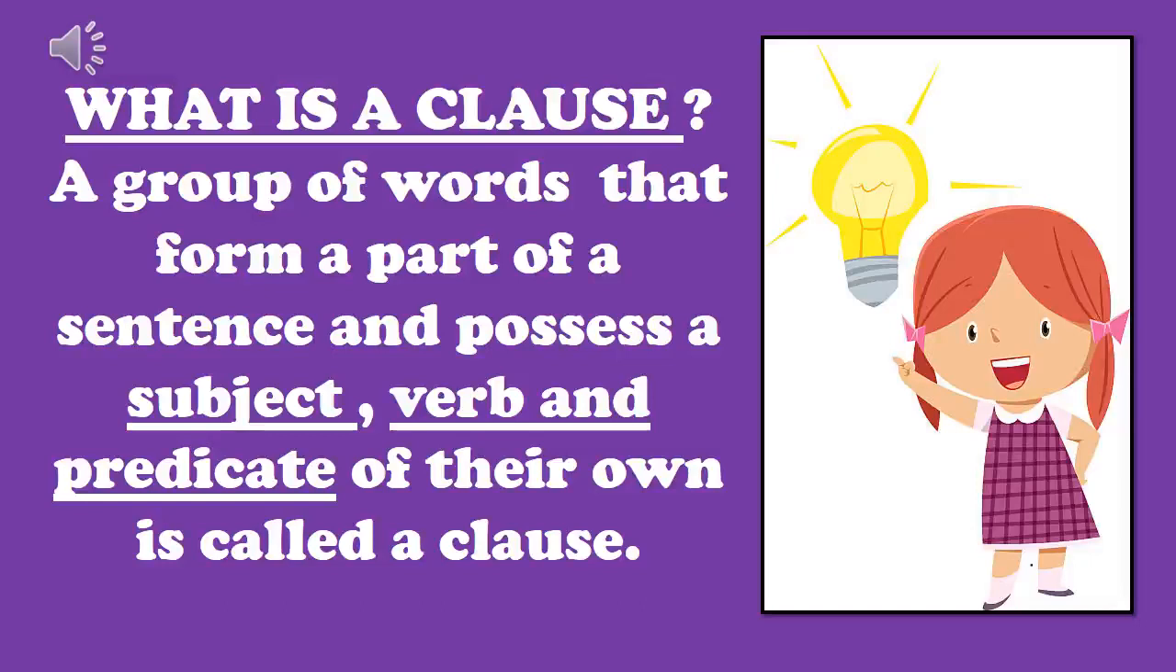Notice in the image or the picture that I have given on the side, the girl now understands perfectly the definition of a clause. And I'm sure you, being very smart girls too, will understand what a clause is perfectly. So what is a clause? A clause is a group of words that form a part of a sentence. So it is a part of a sentence and possesses a subject, verb, and predicate of its own. So now you know that a clause is made up of a subject, verb, and predicate.